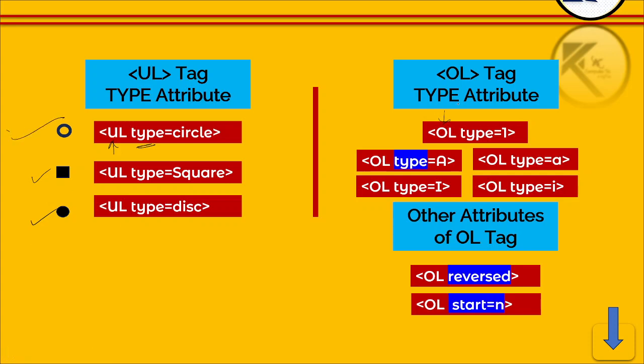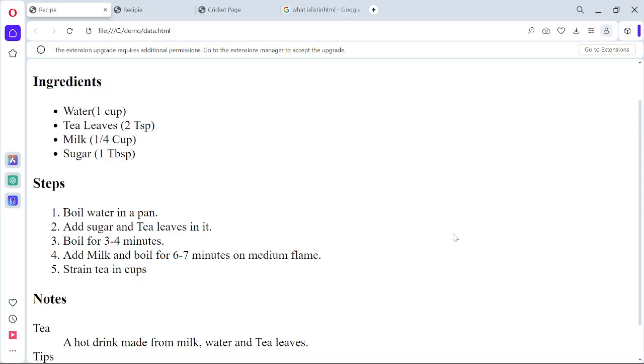And for the OL tag, this is the default. If I have not specified any type, the disk was the default, and here type equal to 1 is the default. You may write it, you may not write it. But other than that, we can have an alphabetical numbering system, capital A, small a, or Roman number system, capital I, small i.